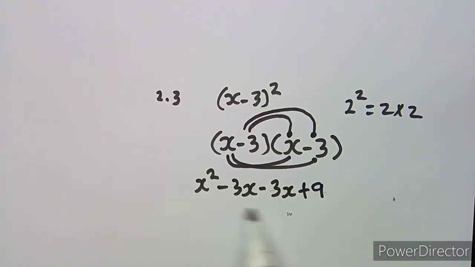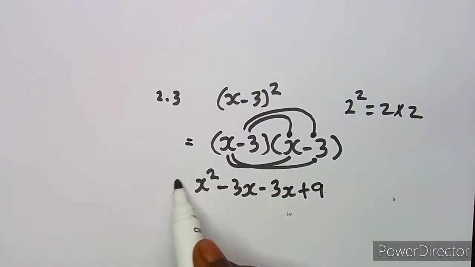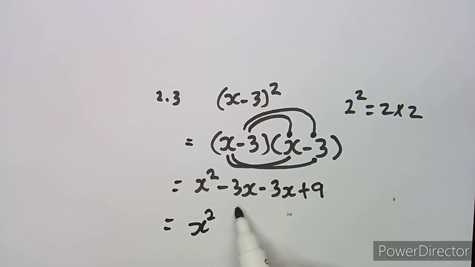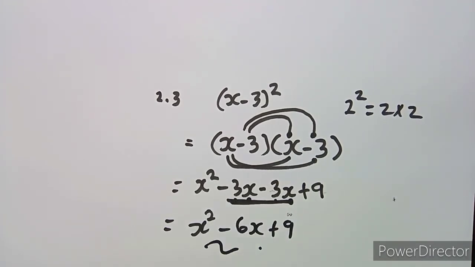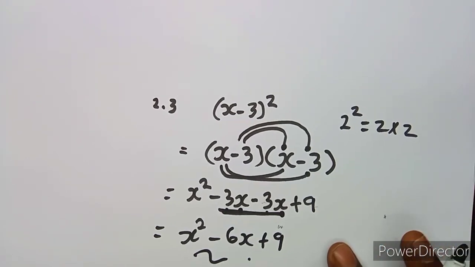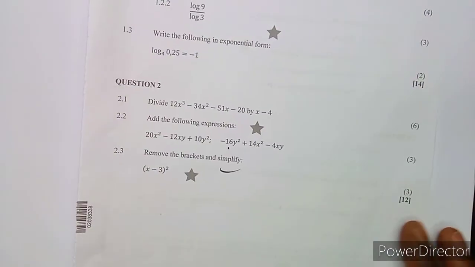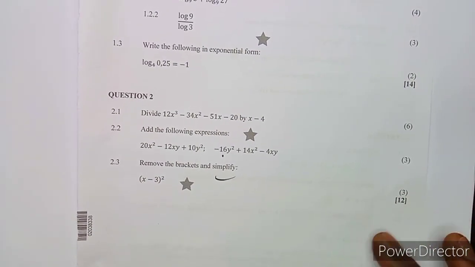So we have expanded the brackets, but the further part is and simplify, which means we have to simplify wherever it's possible. So we're going to have x squared. We can collect like terms here. We've got x and x, so it's minus 3 minus 3, which is minus 6x plus 9. So actually that's what we had, just like that, guys. And you've got 3 marks, which actually makes a total of 12 marks for question number 2. And that's what we had.